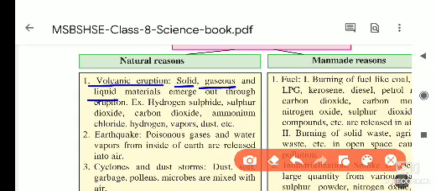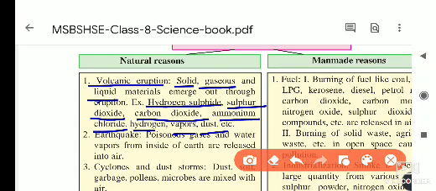It emerges out from the volcanoes, and it contains the different materials that emerge through the eruption. So which gases are present inside it? Hydrogen sulfide, H2S. Sulfur dioxide, SO2. Carbon dioxide, CO2. Ammonium chloride, NH3Cl. Then hydrogen, vapors and dust.